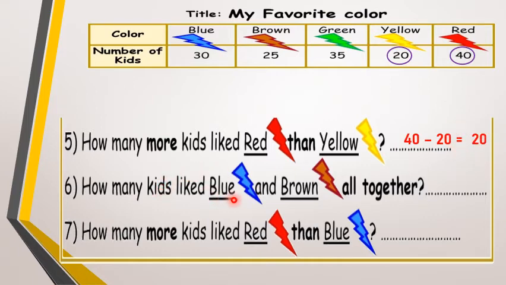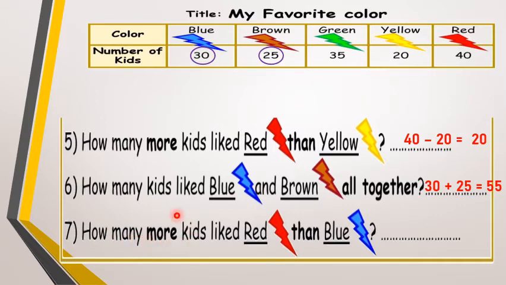How many kids like blue and brown all together? All together means I'm going to add them both. So I will add the number of kids who like blue with the number of kids who like brown. So 30 plus 25 equals 55.